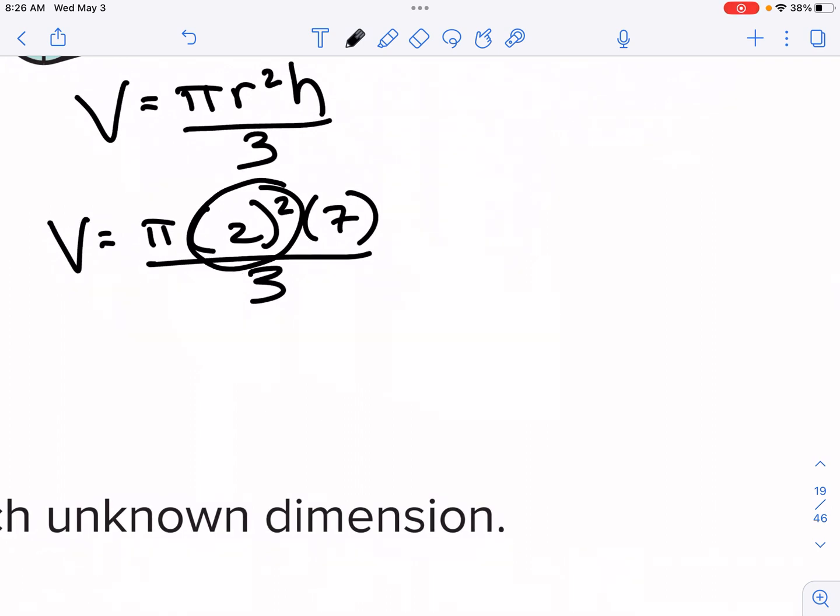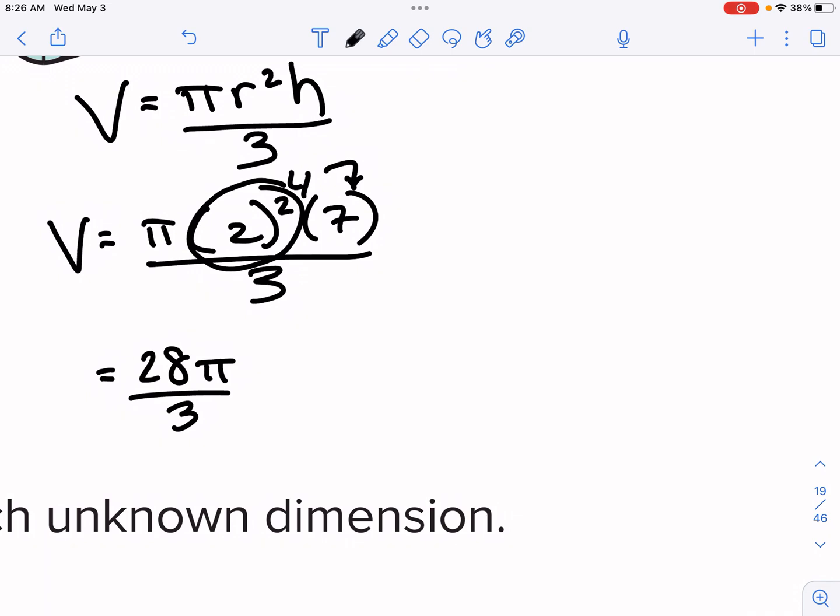Okay, let's do this first. 2 squared is 4, and then 4 times 7 is 28. So we're going to have 28 pi divided by 3. We can do 28 pi, or sorry, 28 divided by 3.